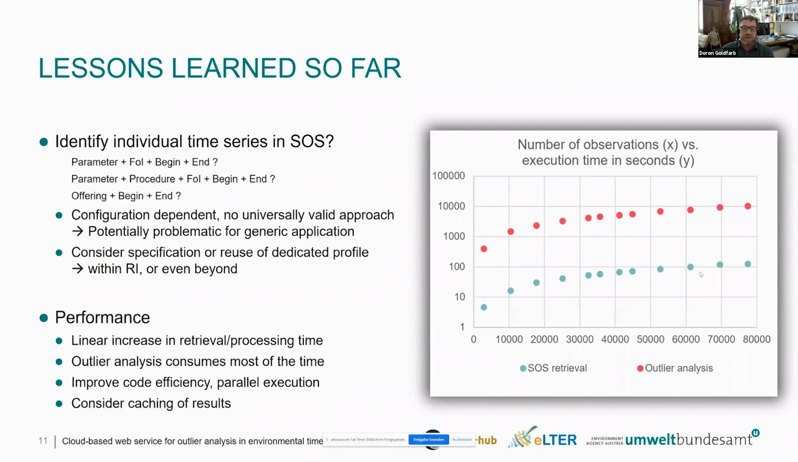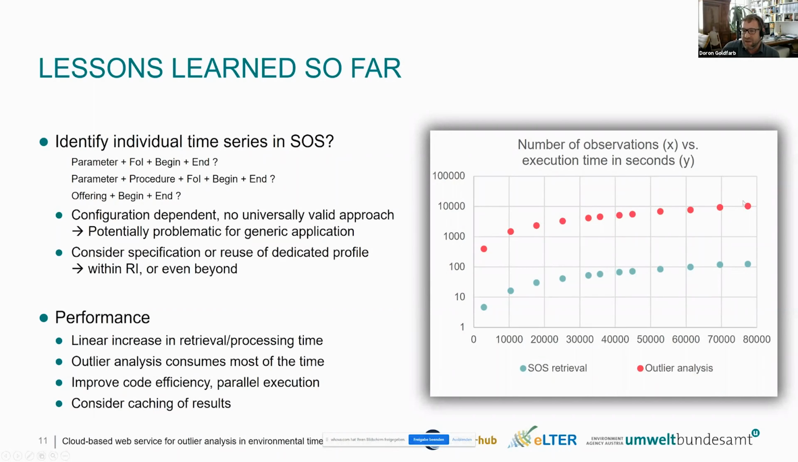Another issue is regarding performance. As you can see here in this graph that I created, there is a linear increase in retrieval and processing time. But as you can also see, the SOS retrieval itself is about two orders of magnitude lower than the processing time. So the main issue here is the time that is needed for running all these different outlier detection methods.